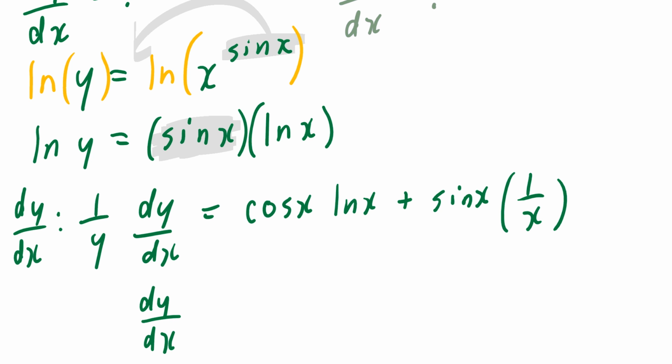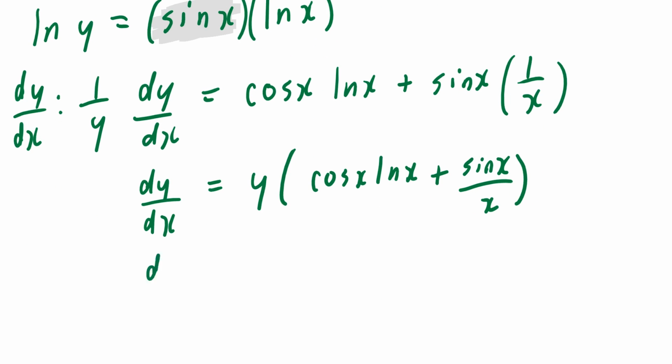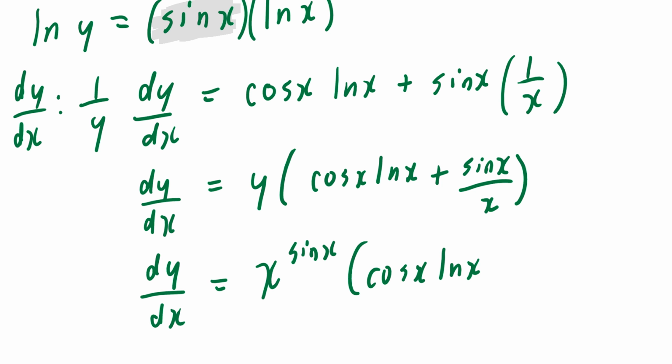Now, dy by dx equals, the opposite of dividing by y is to multiply by y. So on the right, it's going to be y times, open bracket, cosine x times ln x plus sine x divided by x. Now, the goal is to express the final answer in terms of x. If you go back and look at the original function, y equals x to the power of sine x, times cosine x times ln x plus sine x divided by x.